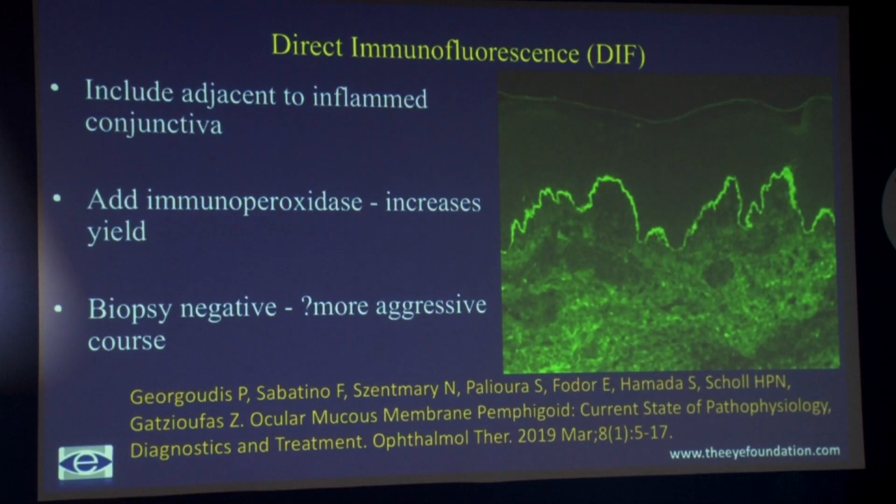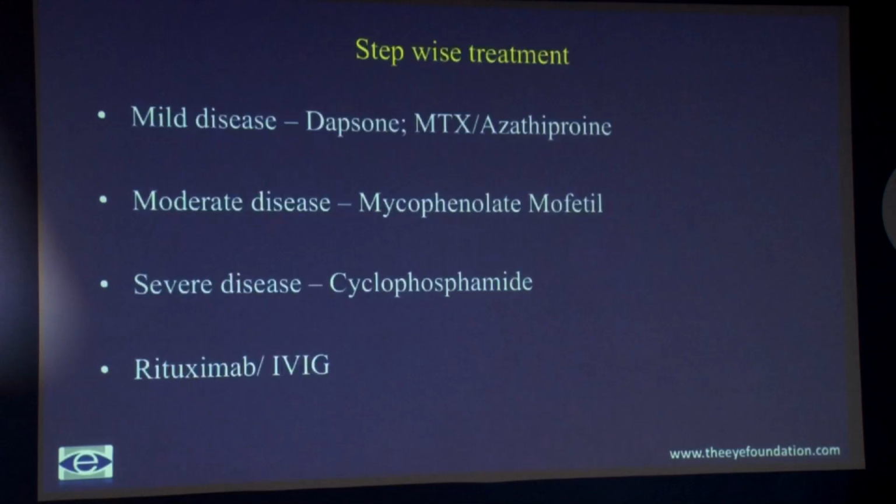While biopsies are useful, the range of positivity, depending on the study you're seeing, varies from 22 to 75%. Some of the ways we can increase the yield of positivity is by including the conjunctiva just adjacent to the inflamed conjunctiva. You could add immunoperoxidase techniques, which have been proven to increase the yield. And there are some papers which even say that some of the biopsy negative OCPs will probably have an even more aggressive course.